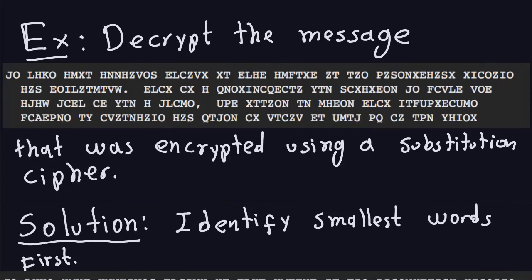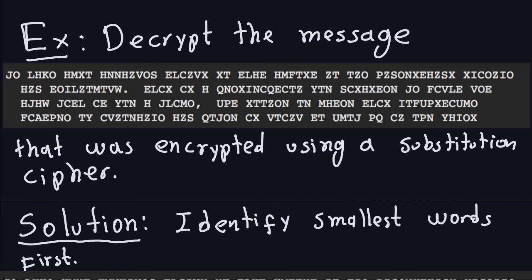Hello and welcome again. So we now are here at the example. What we want to do is decrypt this message that you see right here. This whole thing, these 4 lines of text. This is the ciphertext that was encrypted using a substitution cipher.